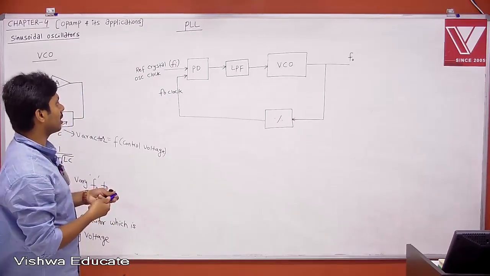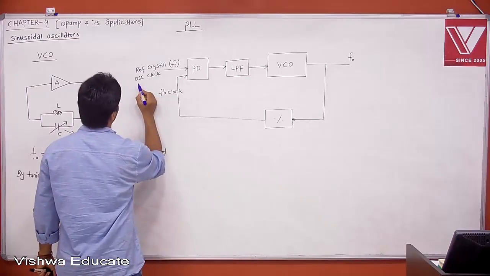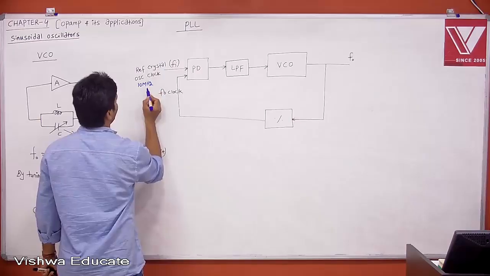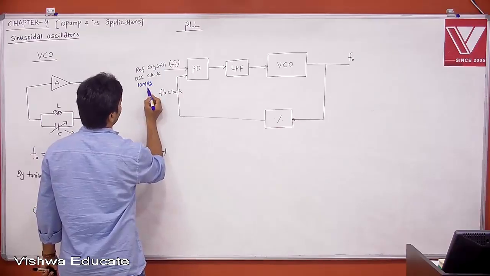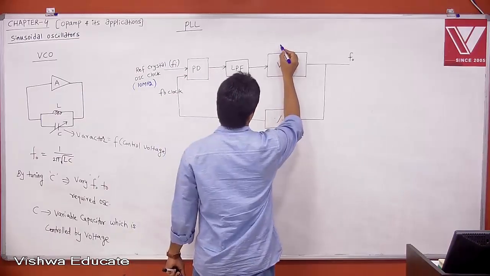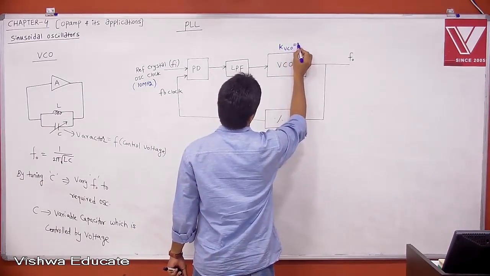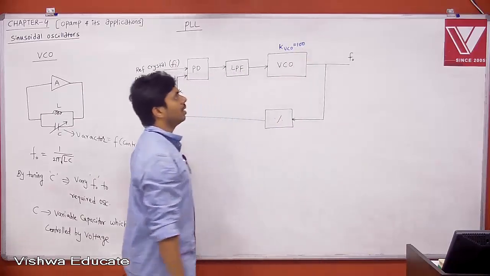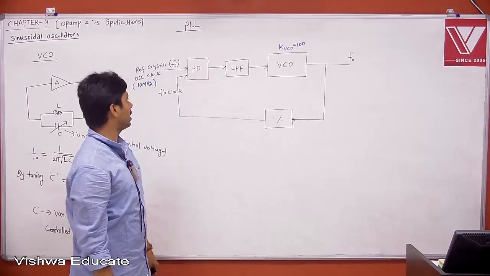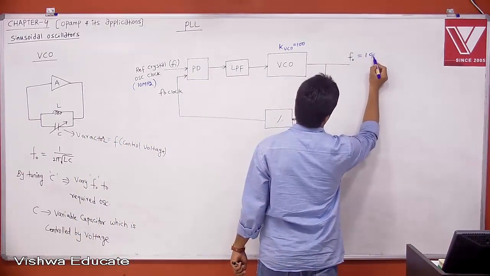Now let me explain. Just listen, don't write anything. For example, your reference clock is 10 MHz. 10 MHz CMOS clock, that's what people say. Then let us say the KVCO, the gain of the VCO. Let us say KVCO is equal to 100. I'm just taking one example. Then with the signal you have, 10 MHz into KVCO of 100, let us say I'm expecting 1 GHz.